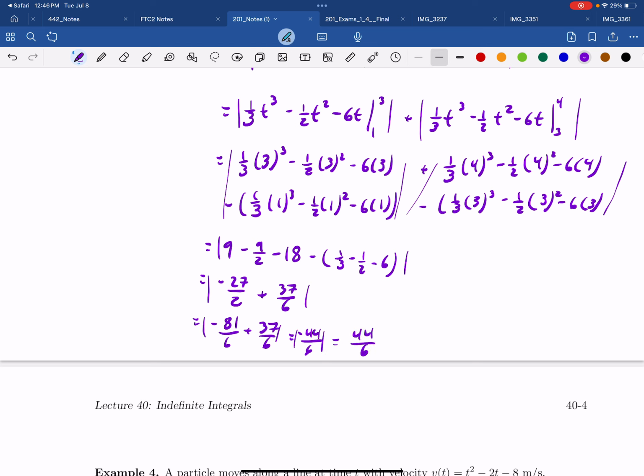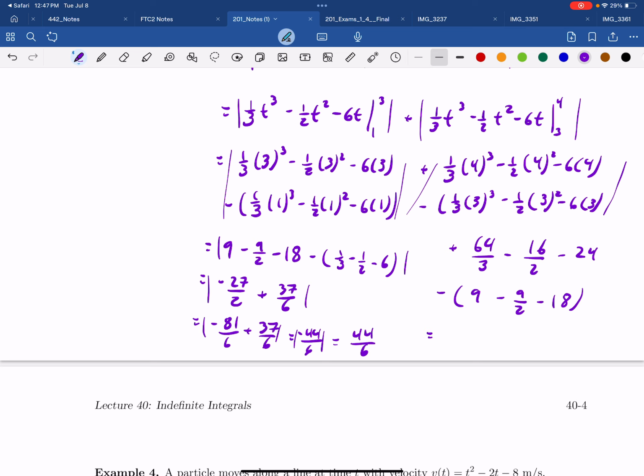Okay. And then this right here probably should be positive. Let's just do it out to make sure. 64/3 minus 16/2 minus 24. I'm not even sure. Let's see. Minus 9. And then that's minus 9/2 minus 18. Yeah, this is also going to be a little bit close, but I think it'll be positive.